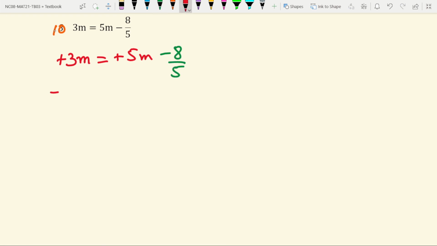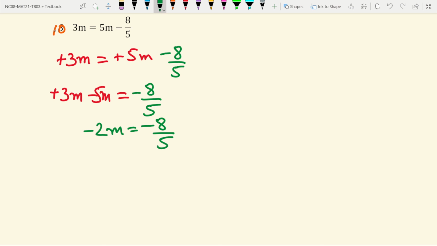I will next transpose the terms. Plus 5m will turn into minus 5m. Minus 5m is equal to minus 8 by 5. Plus 3m minus 5m is nothing but minus 2m. Minus 2m is equal to minus 8 by 5.